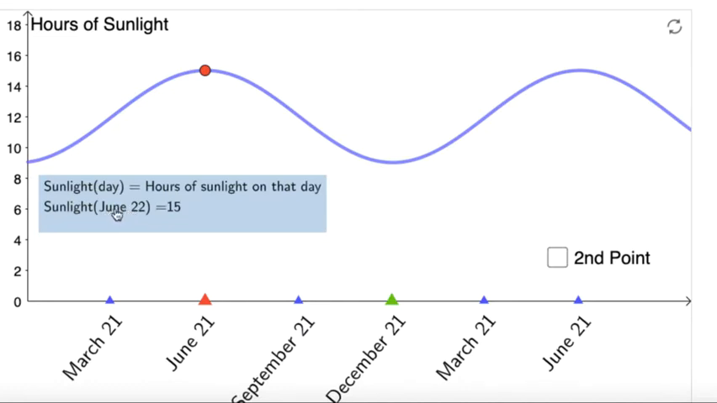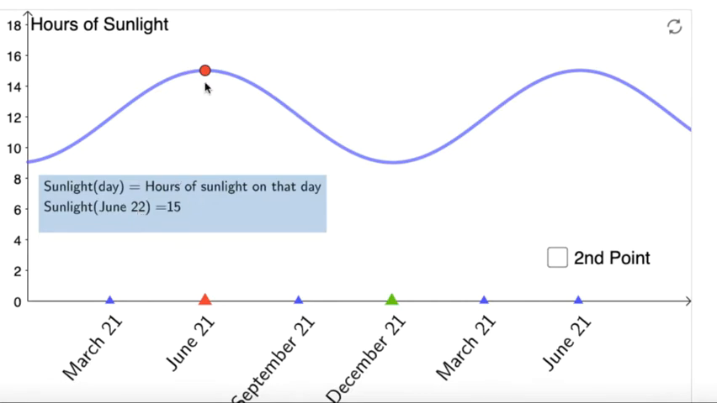So sunlight June 22nd equals 15. That tells us that on June 22nd there are 15 hours of sunlight. So the inputs would be the days of the year. The outputs would be numbers that range from a low of 9 to a high of 15, as we'll see. And the rule is that we associate with each day the number of hours of sunlight on that given day. So it would be the number of hours between when the sun rises and when the sun sets.